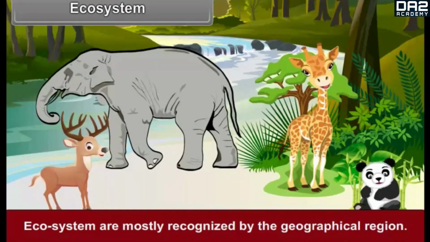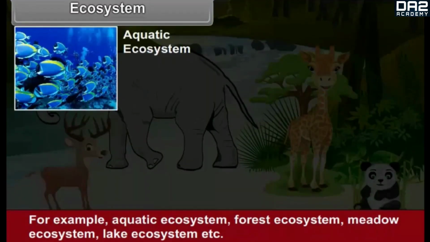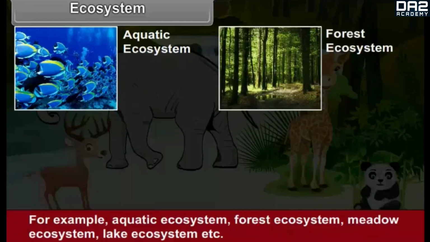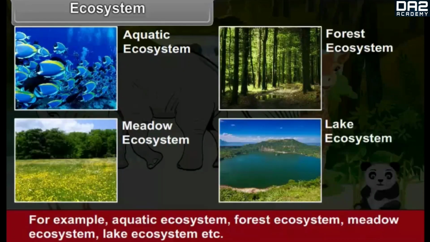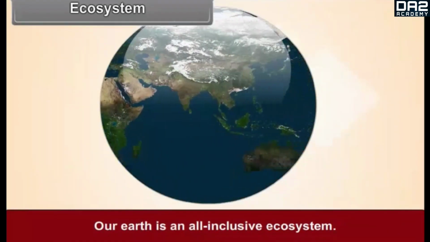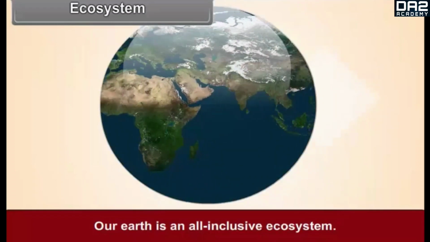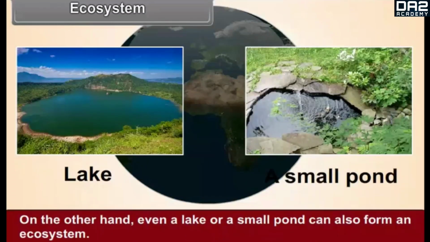Ecosystems are mostly recognized by geographical region. For example, aquatic ecosystem, forest ecosystem, meadow ecosystem, lake ecosystem, etc. Our Earth is an all-inclusive ecosystem. On the other hand, even a lake or a small pond can also form an ecosystem.